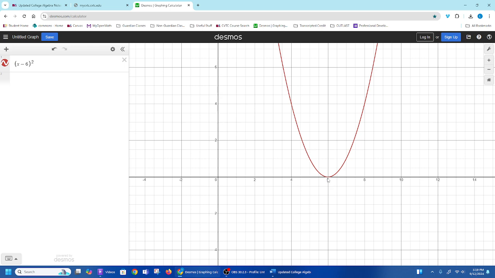Our domain is going to start where it is non-decreasing. That sounds like gobbledygook, but what that means is we're going to start at what is called the vertex, the very point, the end point of the parabola, in this case the lowest point. So our domain is going to start at 6 because our vertex starts at 6. Our x value is 6. And then it goes all the way to infinity.